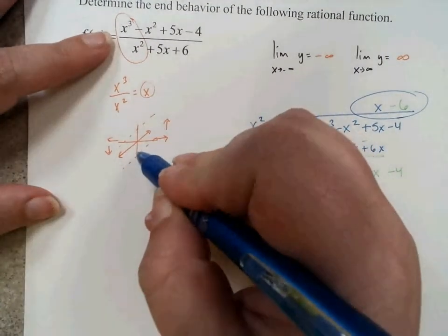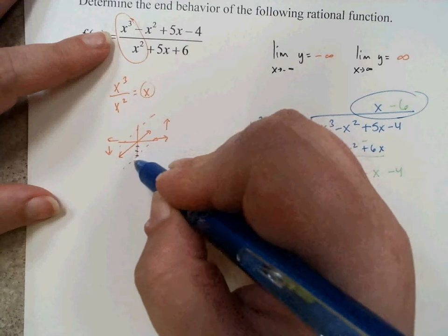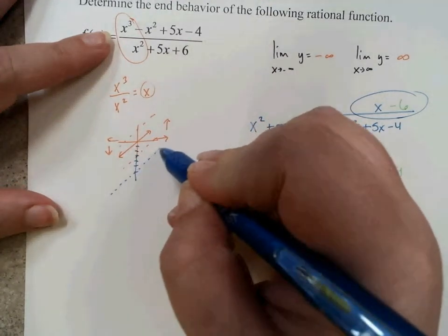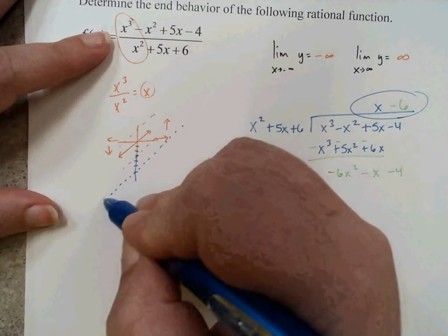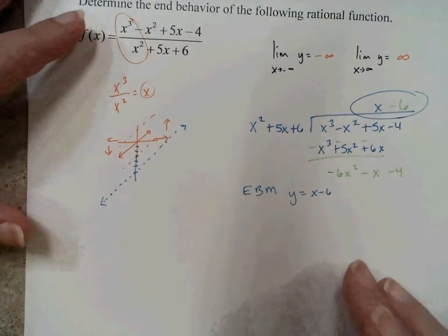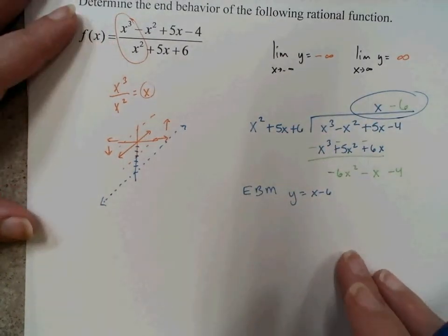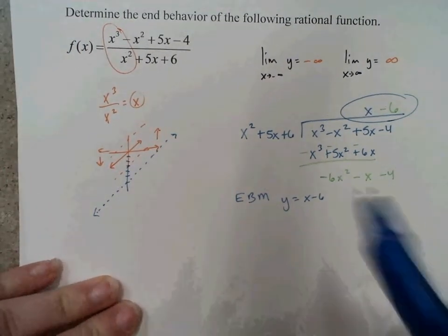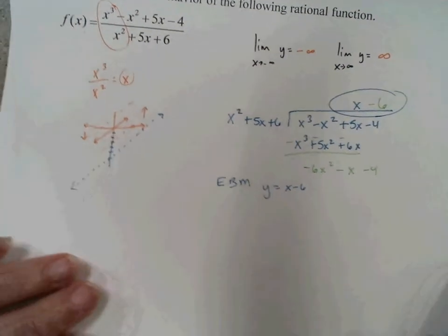And so it is actually down here, 1, 2, 3, 4, 5, 6. Slope of 1, y-intercept of negative 6. That would be the oblique asymptote that we would need to graph. Okay? All right, but as far as end behavior, I already had it just right there.